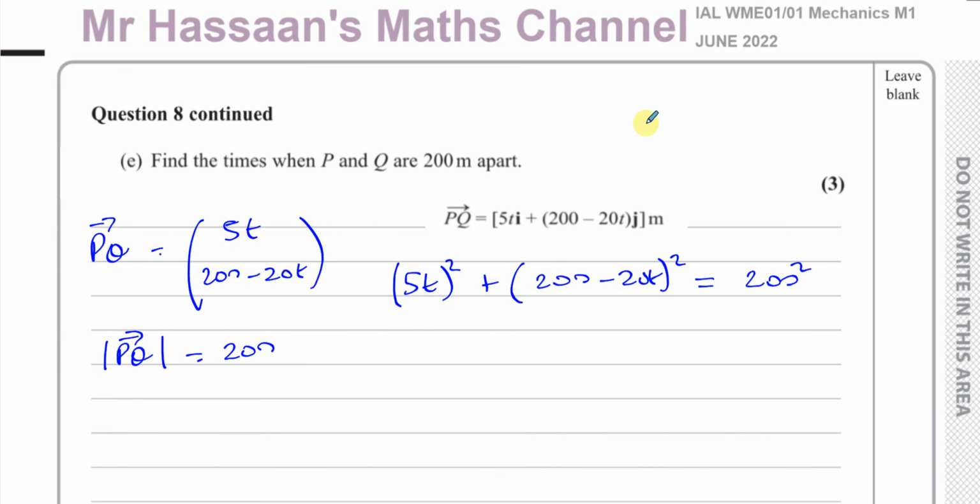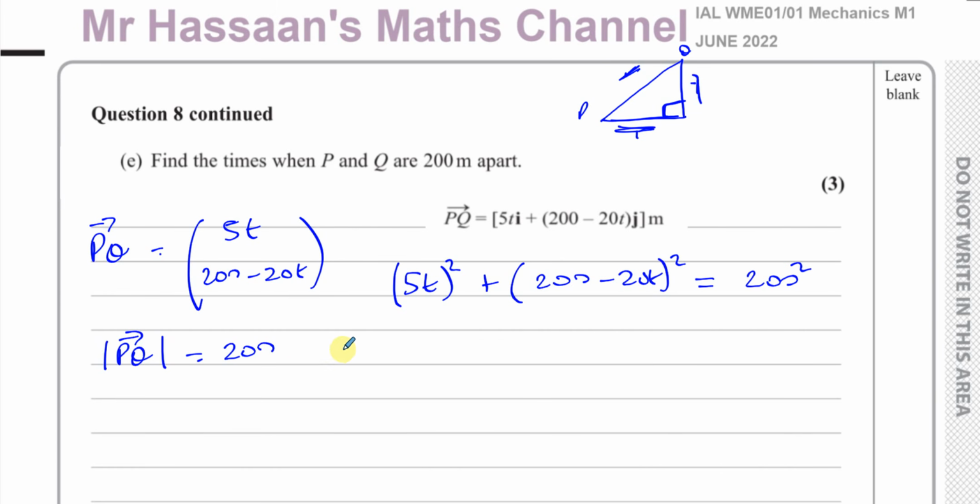It's like you've got this is your 5t, and this from P to Q is your 200 minus 20t. Okay, that's P and Q. So that's the length, say 5t, and that's 200 minus 20t. I know that this is a right angle triangle, and this is the magnitude. So I know this squared plus that squared equals that squared. That's what I'm doing, by Pythagoras. Now let's solve this equation.